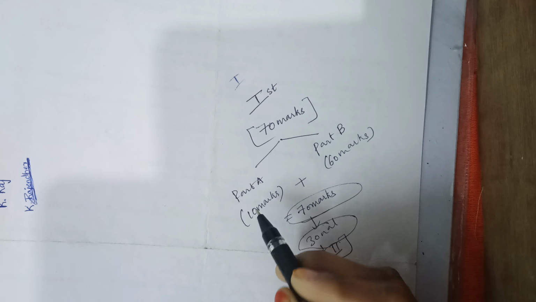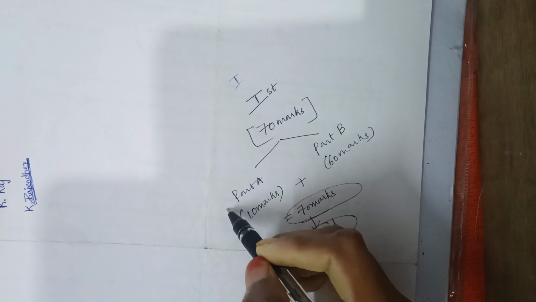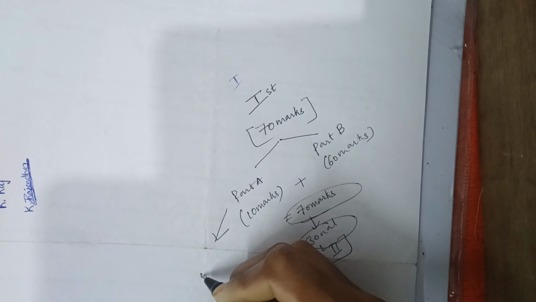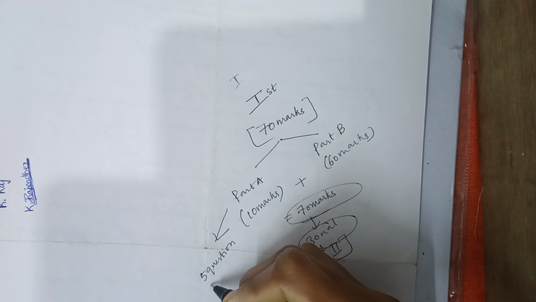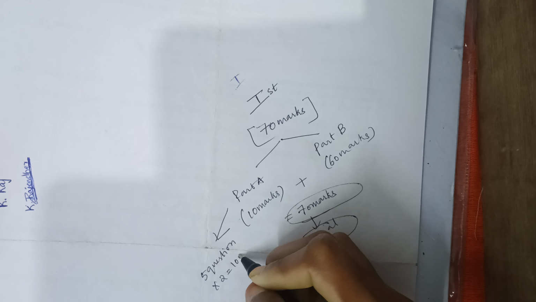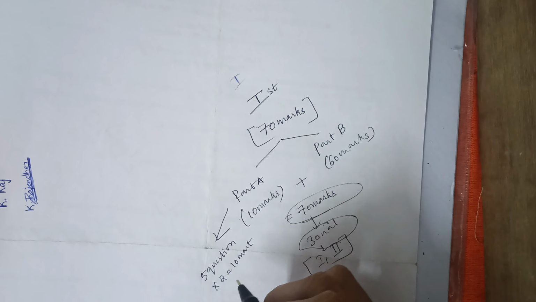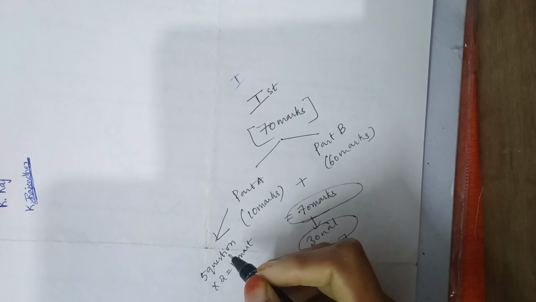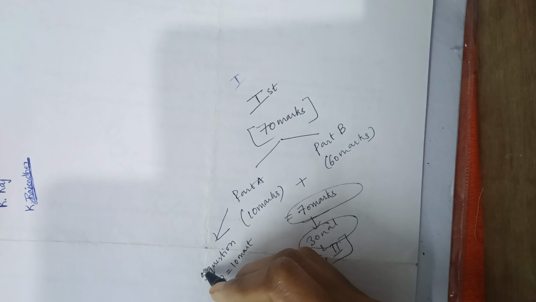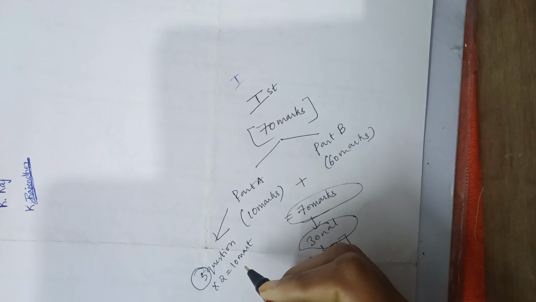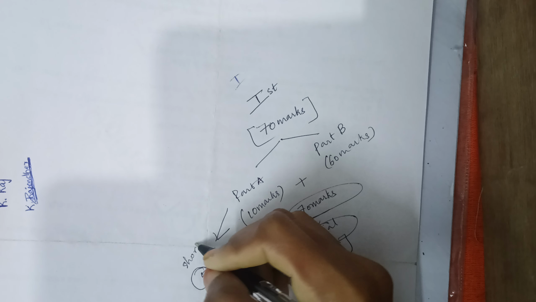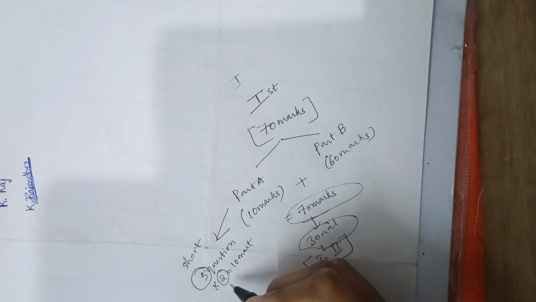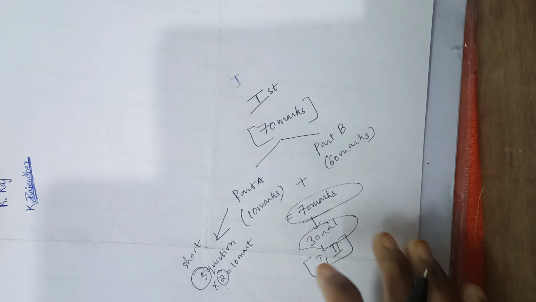In part A we will get 5 questions, and each question carries 2 marks. So 5 into 2 equals 10. In part A we don't have any option. We need to attempt all these 5 questions, and these are short answer questions, because each question carries only 2 marks.